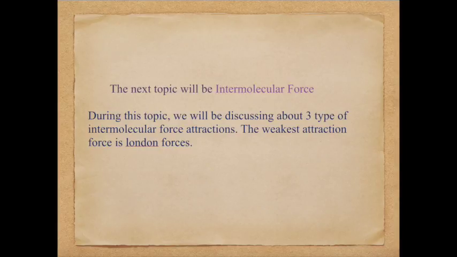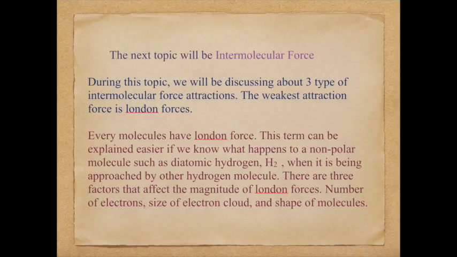During this topic, we will be discussing 3 types of intermolecular force attractions. The weakest attraction force is London forces. Every molecule has London force. This term can be explained more easily if you know what happens to a non-polar molecule such as diatomic hydrogen, H2, when it is approached by another hydrogen molecule. There are 3 factors that affect the magnitude of London forces: number of electrons, size of electron cloud, and shape of molecules.